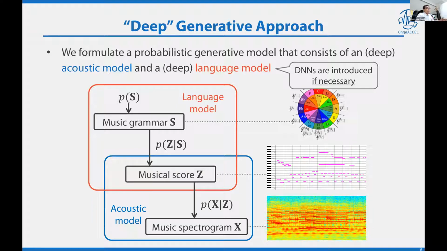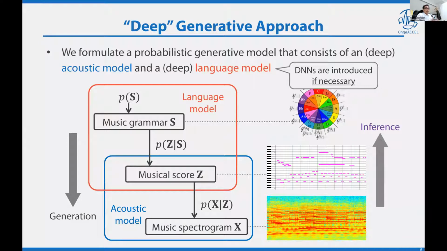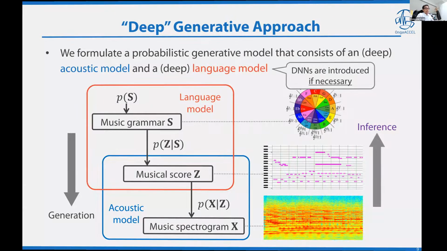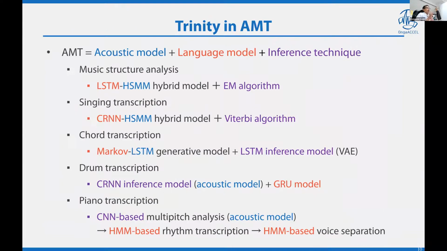So this probabilistic model consists of two models, language model and acoustic model, as I explained already. So this is a generation process. So this is inference process. So based on this approach, we tackled several problems related to AMT.